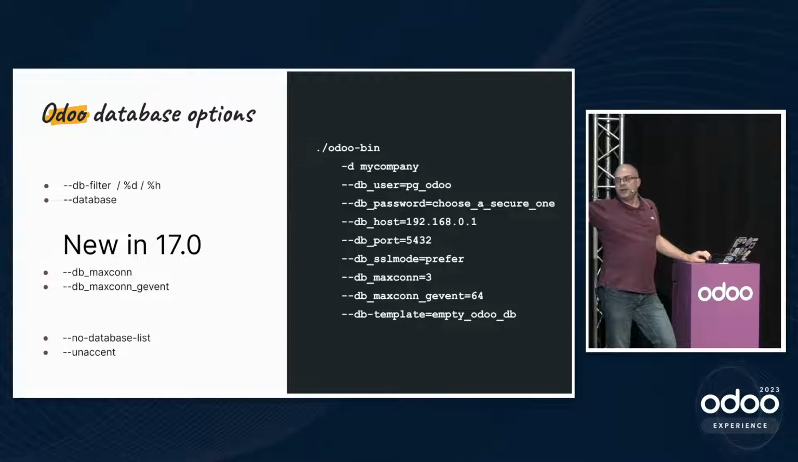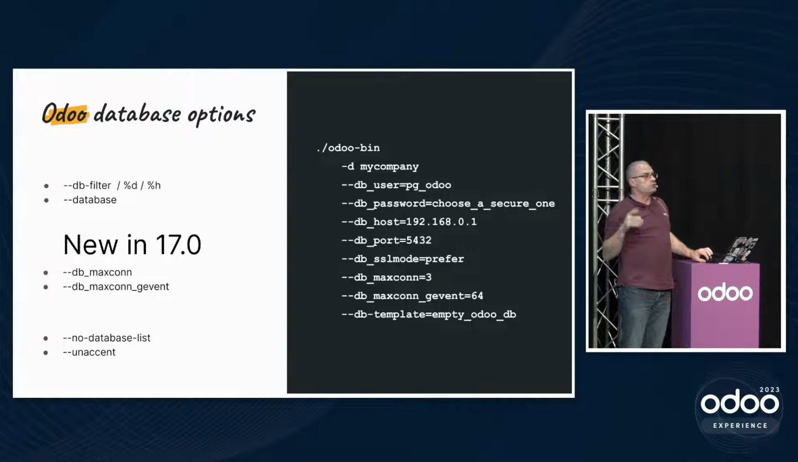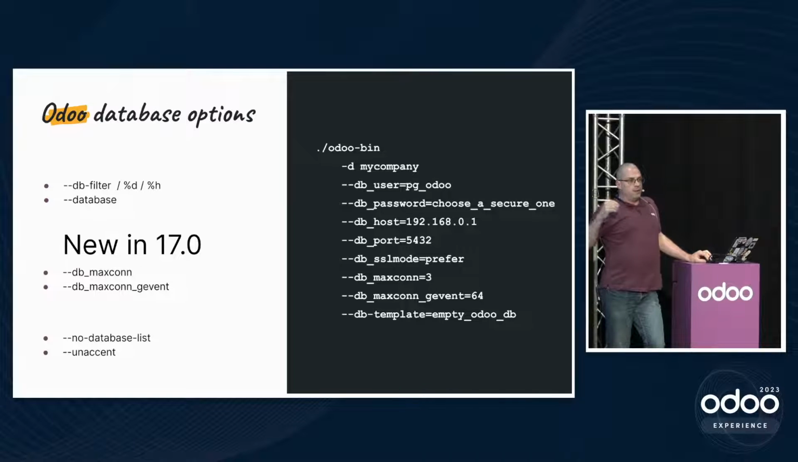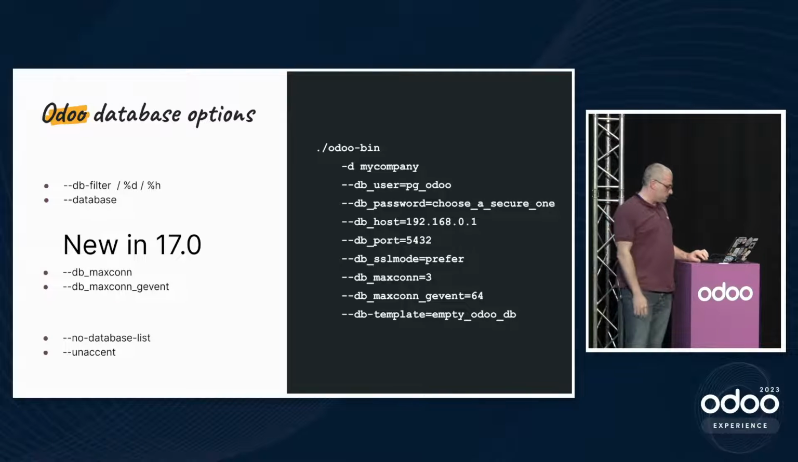Two options still related to the database. --no-database-list. By default, there is a controller which permits to take backup, duplicate, and create databases. You probably don't want this on your production, and it's required to remove this from production. So the option to remove the web page to create or delete databases is called no database list. For European languages, when you search, you want to search without accent. There is an option called unaccent, which will remove the accent when searching within the database.